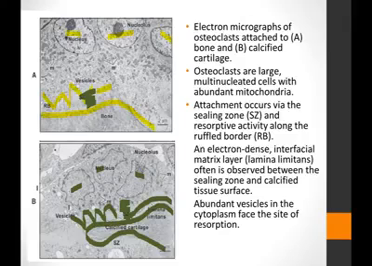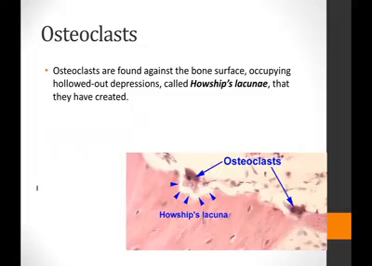So osteoclasts basically are large multinucleated cells with abundant mitochondria. Their attachment to the bone surface occurs via the sealing zone, and all of the resorptive activity occurs along the ruffled border of the osteoclast. An electron dense interfacial matrix layer called the lamina limitans is observed between the sealing zone and the calcified tissue surface. Abundant vesicles are seen in the cytoplasm facing the site of the resorption, obviously because they have the enzymes जो resorption के अंदर help करते हैं.